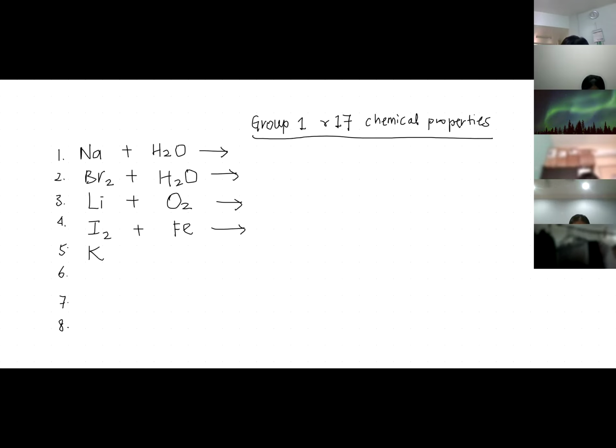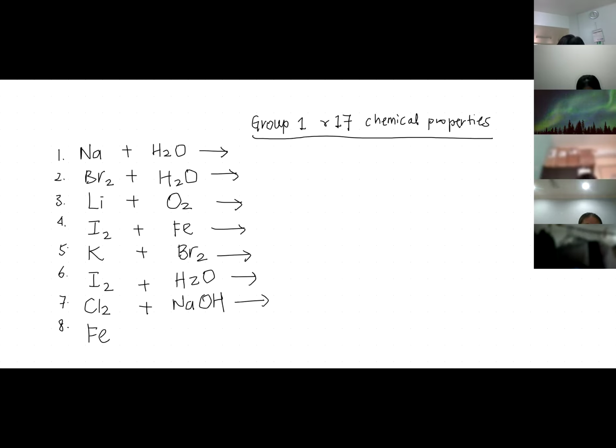Reacts with bromine, halogens. Number 6, I want iodine. Now I'm going to throw it into water. Okay. Last 2, I want chlorine, reacts with sodium hydroxide. And when the iron 3 reacts with bromine. I got 8 questions here.